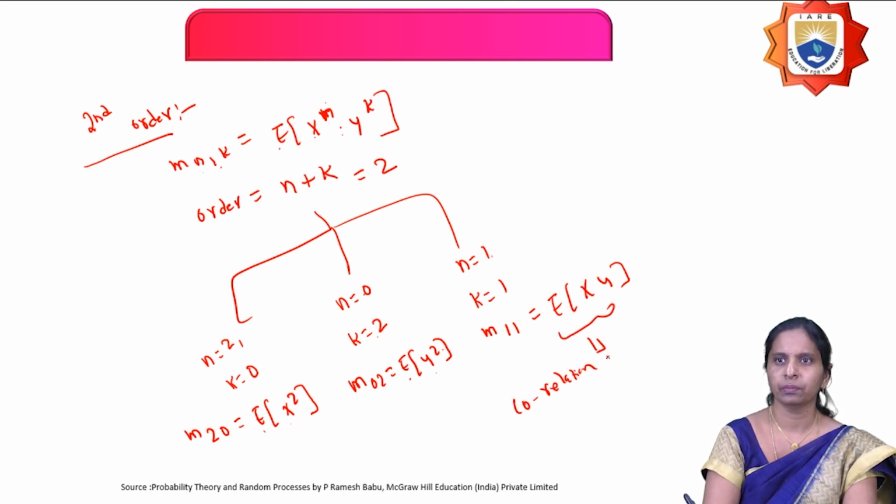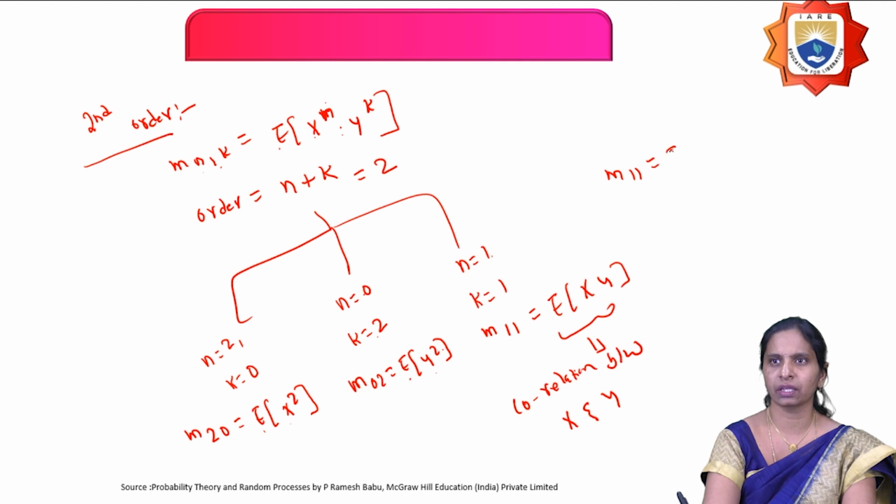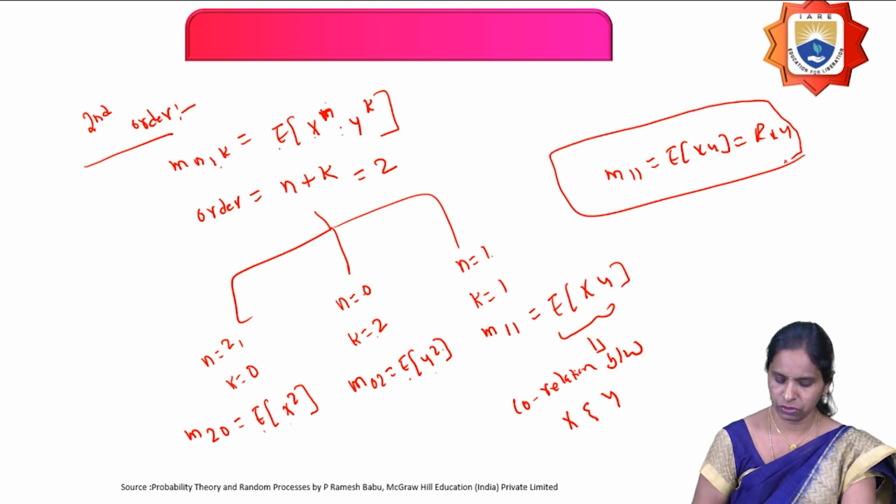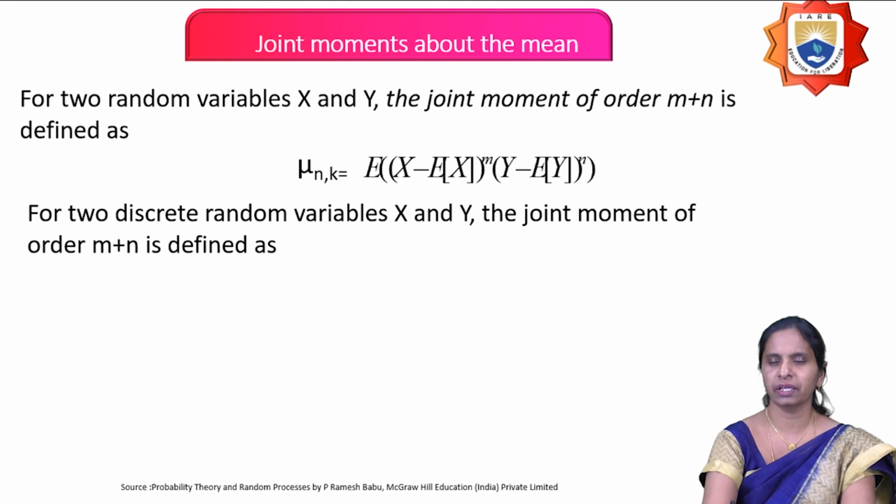Correlation between the random variables x and y. Therefore, m11 is nothing but what? It is the correlation between the two random variables x and y. Similarly, we can calculate the joint moments about the mean.